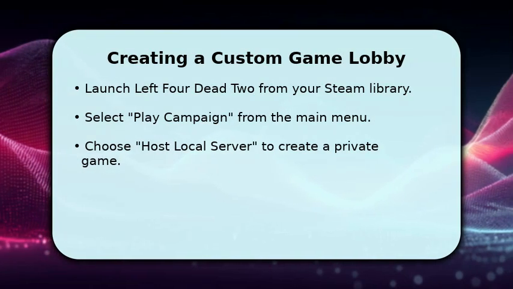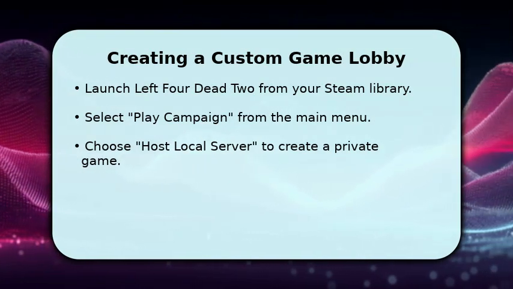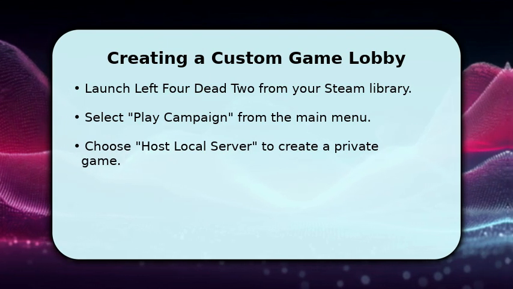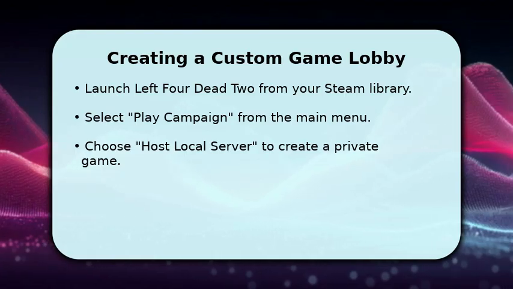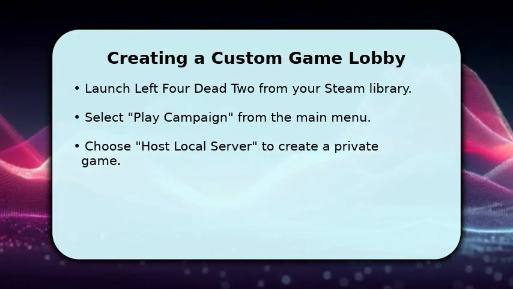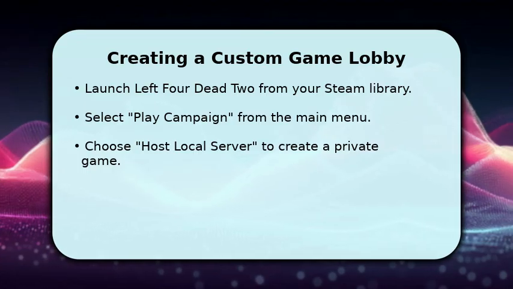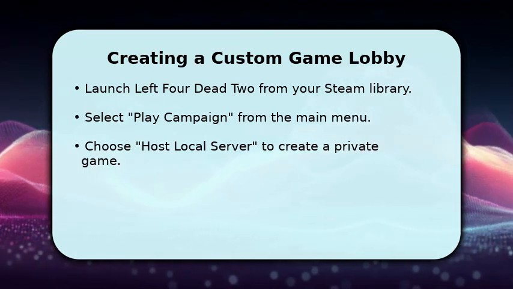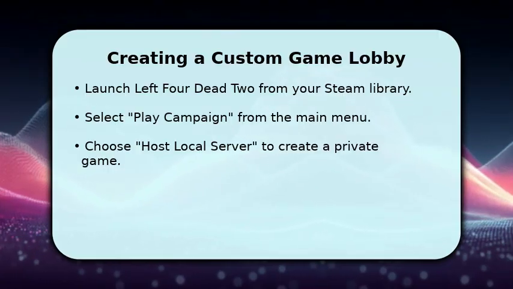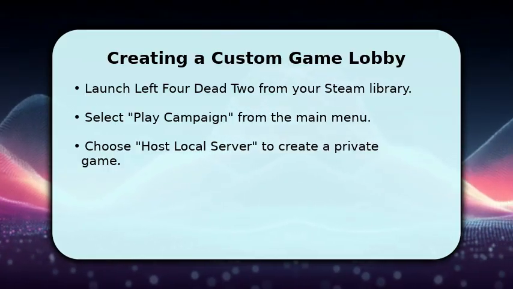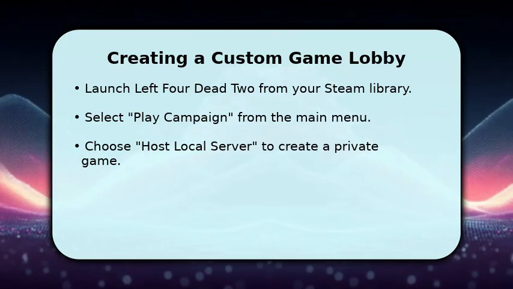Once your custom maps are downloaded, launch Left 4 Dead 2 from your Steam library. On the main menu, select Play Campaign. Instead of choosing Official Servers, you will need to select Host Local Server. This option allows you to create a private game lobby where you have full control over the map and game settings. It is the essential first step for playing any custom content with friends.